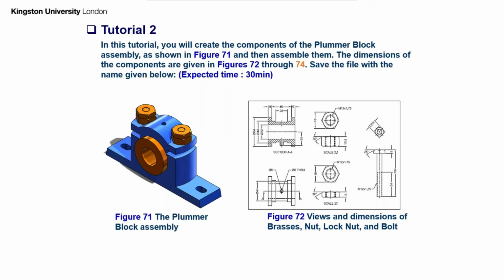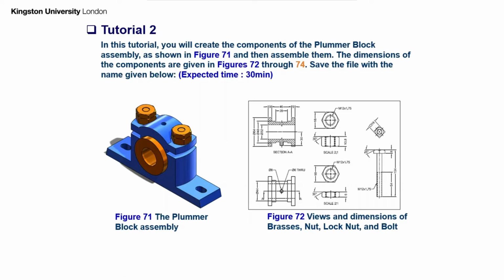Great. So in tutorial 2, we're going to work on the Plummer block assembly. I'm not going to go through the 2D, how we're going to make it. We're going to go through just the assembly side of this one. So half an hour would be fine to spend on that. Of course, it would be much quicker once you get up to speed.